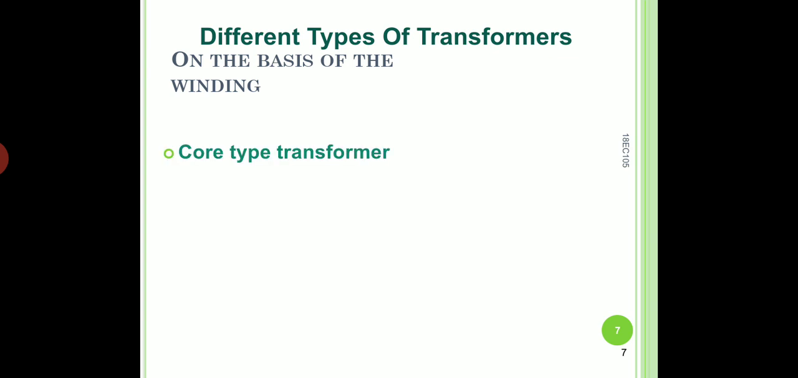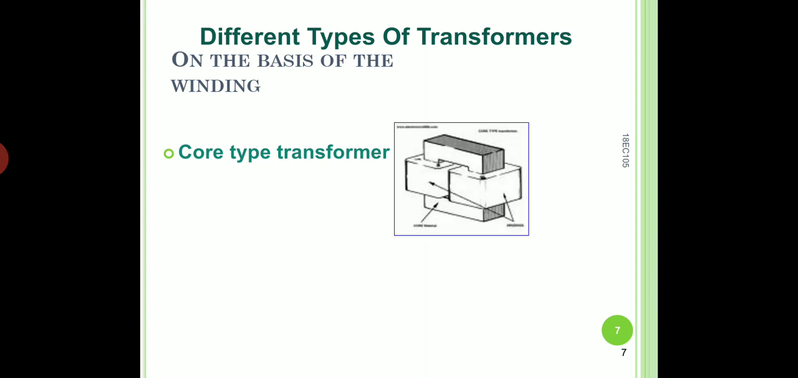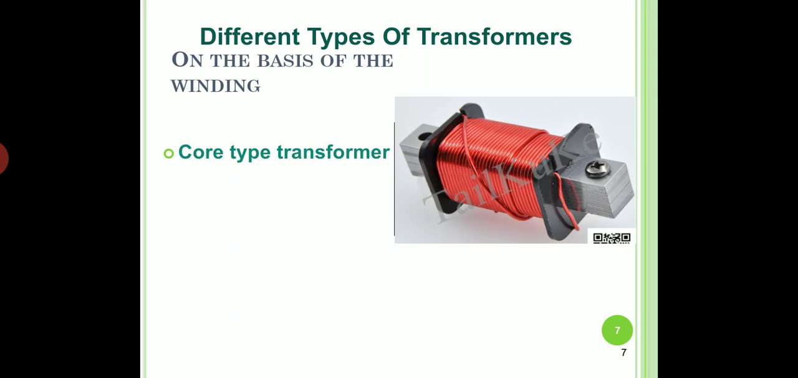Then different types of transformers on the basis of the winding. They are divided into core type transformer, as you can see like this. So there is a core, so it is wound on the core.